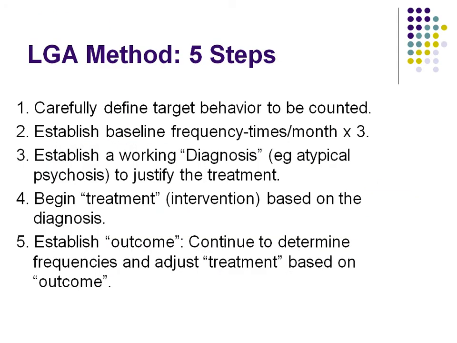So just to quickly review the 5 steps of LGA. Number 1, you carefully define the target behavior to be counted. Number 2, you establish the baseline frequency. 3, you establish a working diagnosis. 4, you begin treatment. And 5, you establish the outcome.